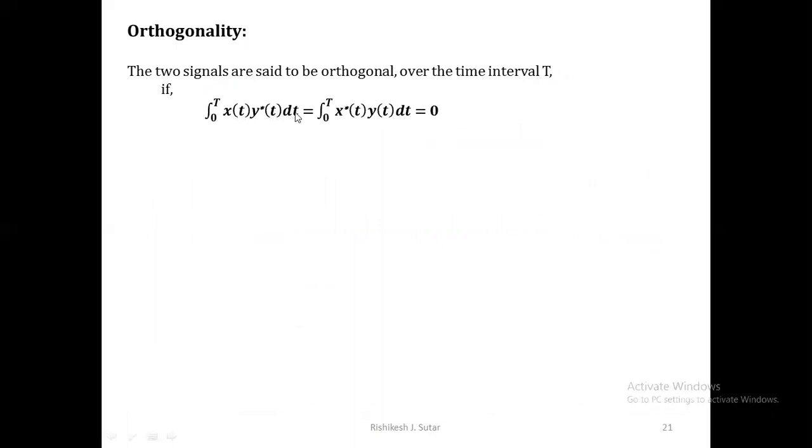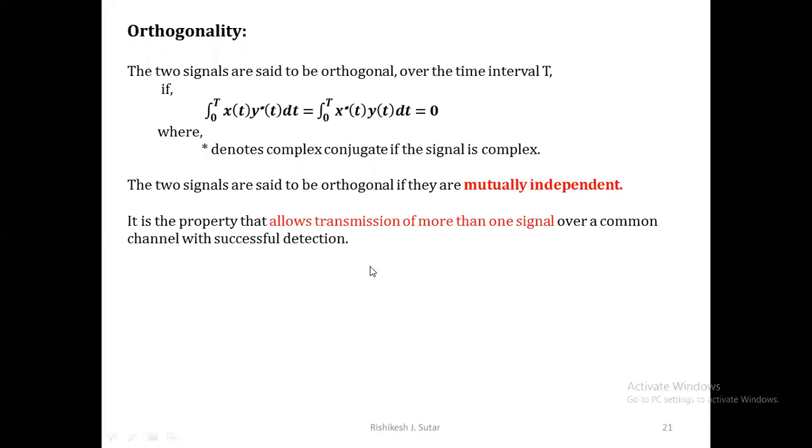So we are taking the integration over one complete cycle, that is capital T, and we are considering one signal as it is and another in its complex conjugate form, that is x of t as it is and y of t in its complex conjugate form, or x of t in complex conjugate form and y of t as it is. So if any two signals satisfy this condition, we can say that those two signals are orthogonal. Orthogonality is the property that allows transmission of more than one signal over a common channel with successful detection.